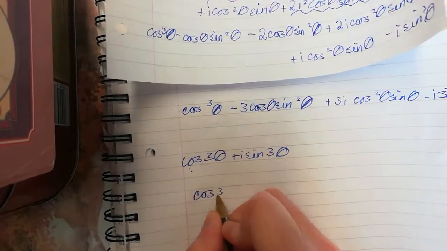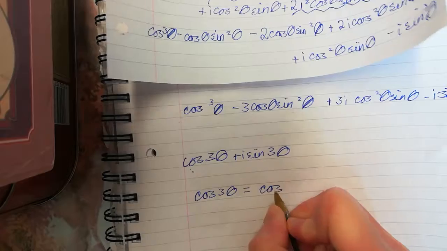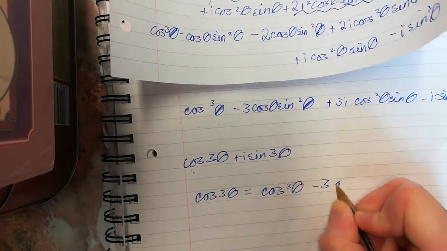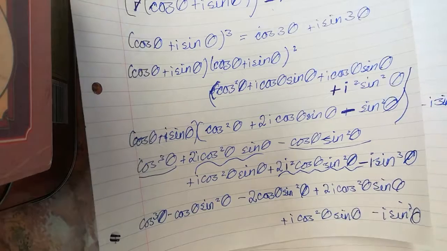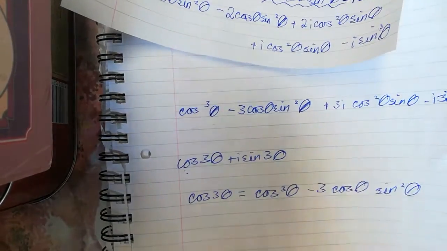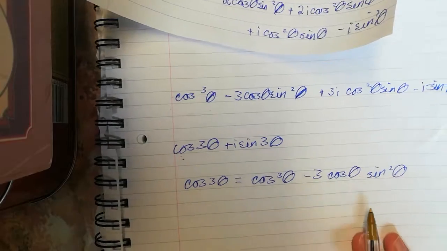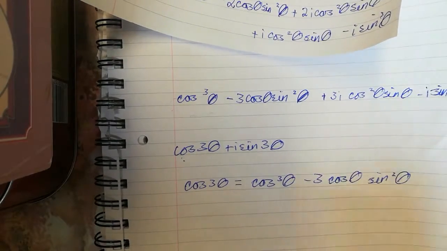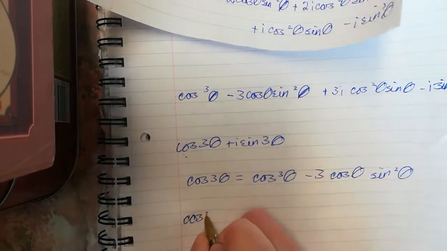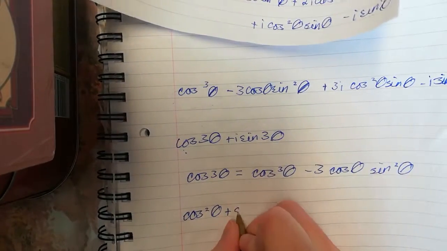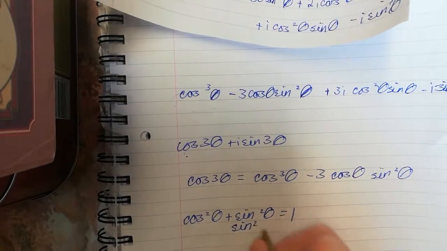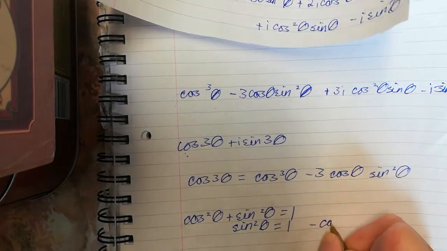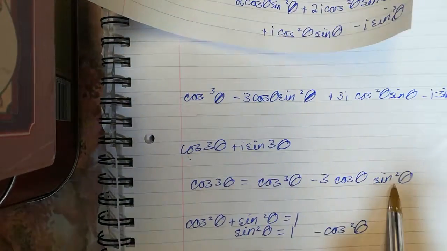So cos 3θ is equal to cos³θ minus 3 cos θ sin²θ. Now I'm equating the real parts. We're asked to prove the identity, but we're not asked to have any sins in our identity. But we know from our log tables that cos²θ plus sin²θ is equal to 1. So sin²θ is equal to 1 minus cos²θ, so we can let that equal there.